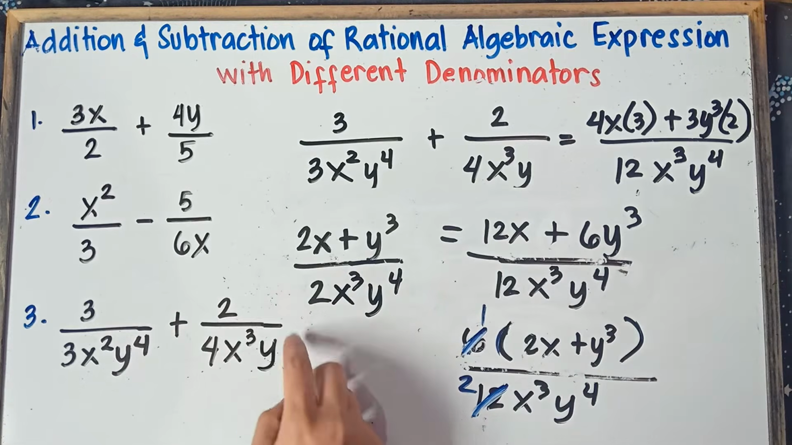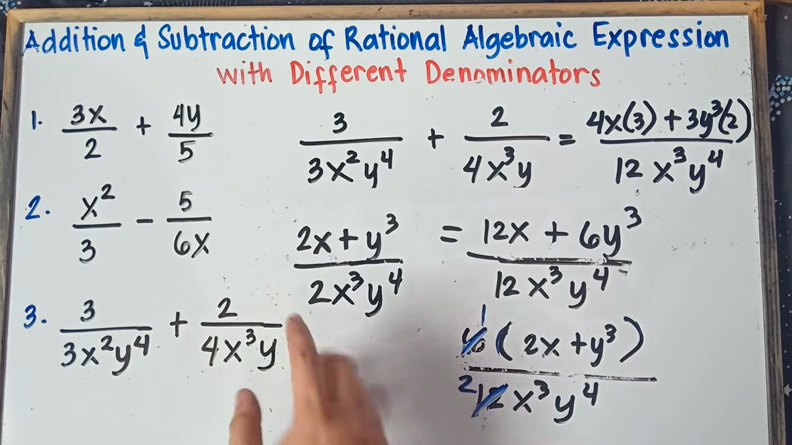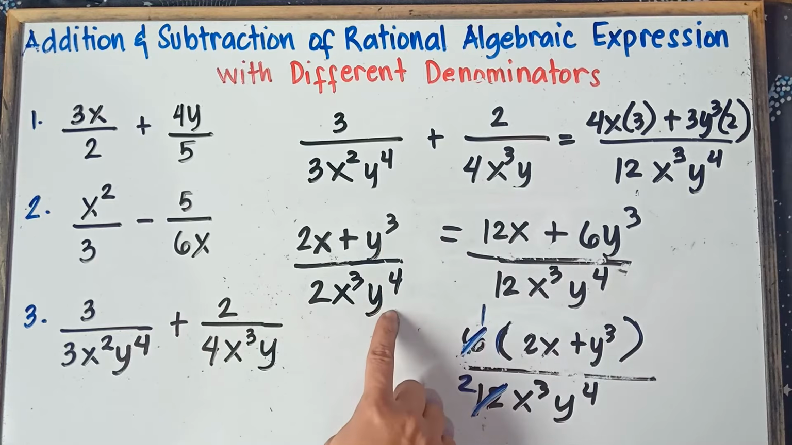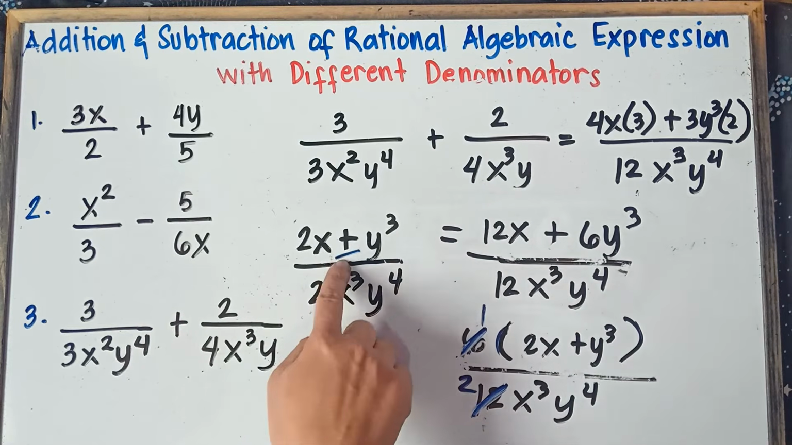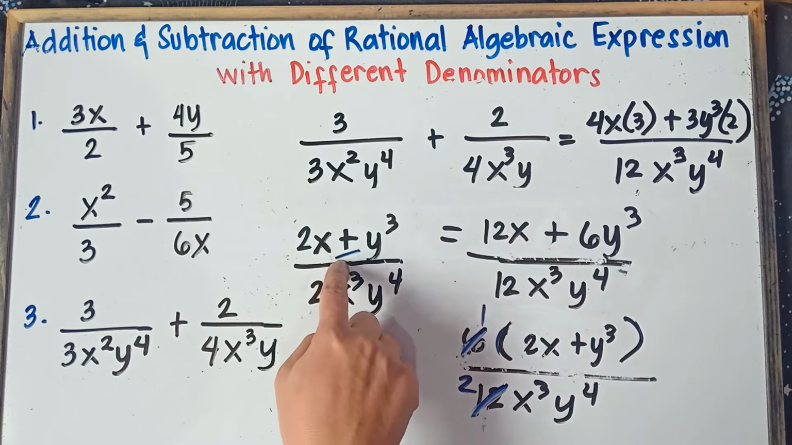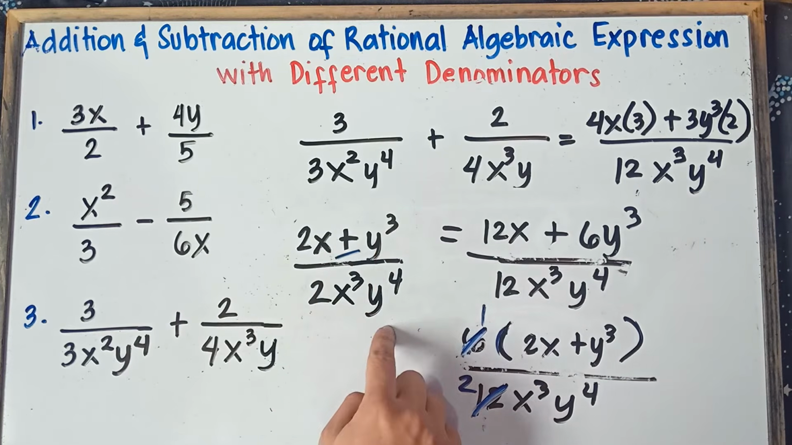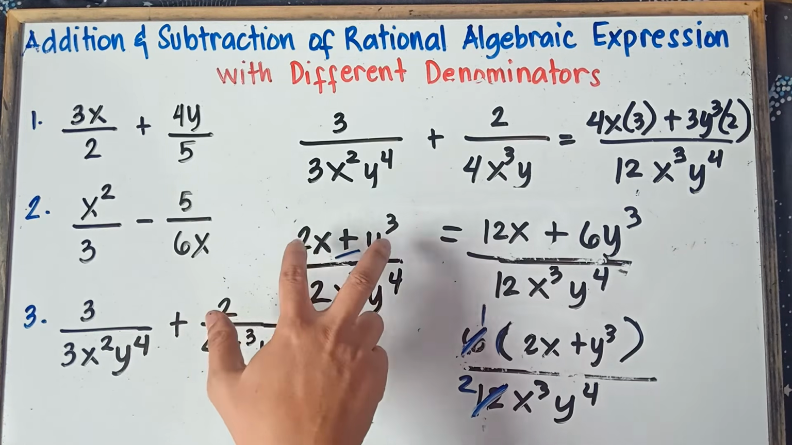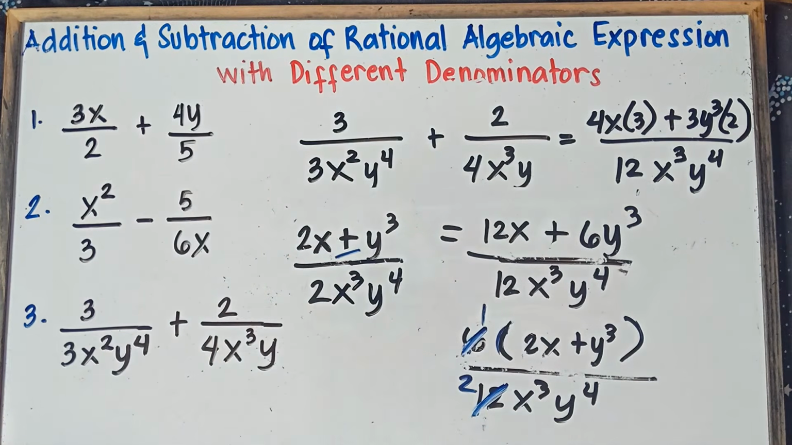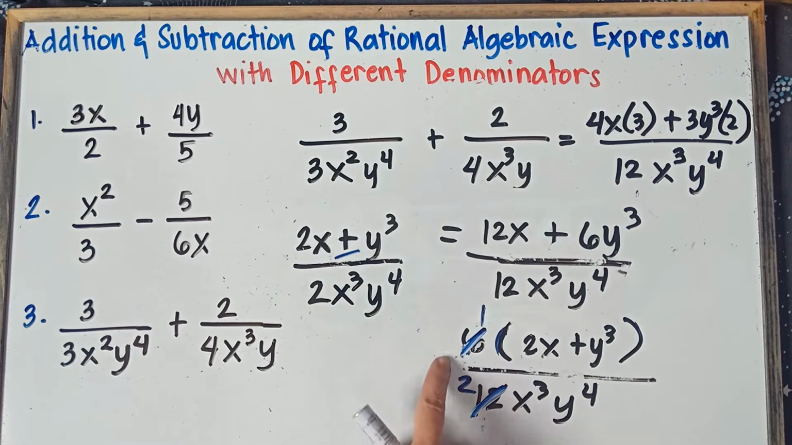Once again, class, never divide 2 and then 2. Never divide y cubed and then y raised to the power 4, because you have a plus sign. This is binomial, class. This is monomial, this is binomial. Now, you'll be asking the question, sir, why do you divide 6 and 12 by 6? Why do you reduce this one, sir?